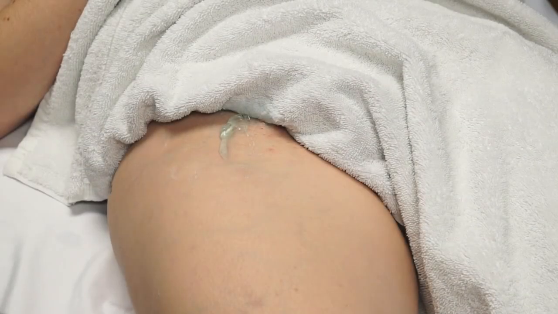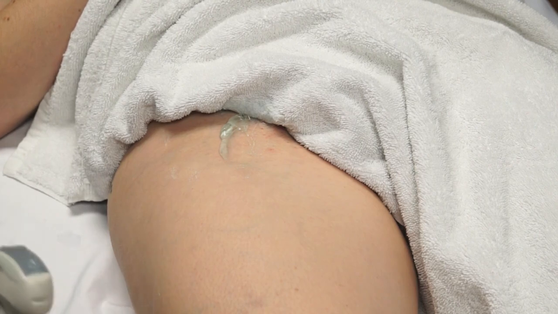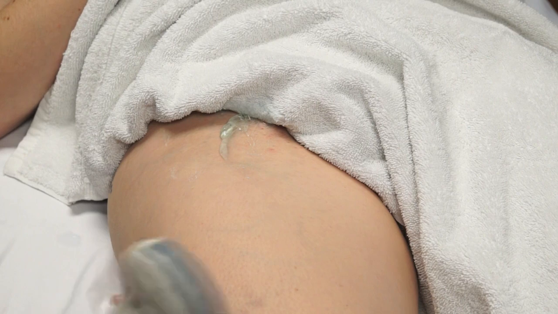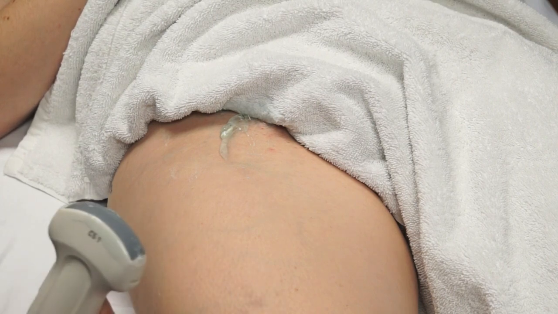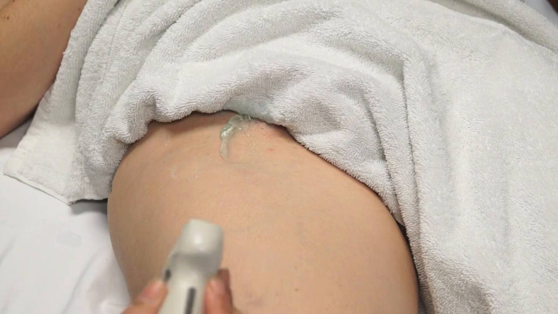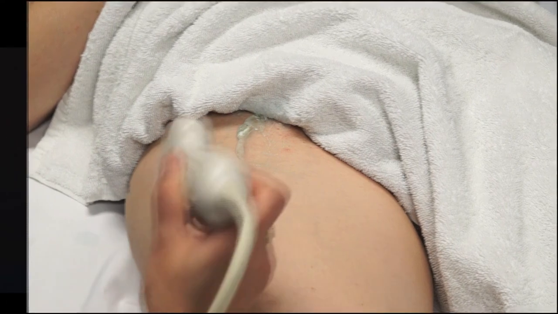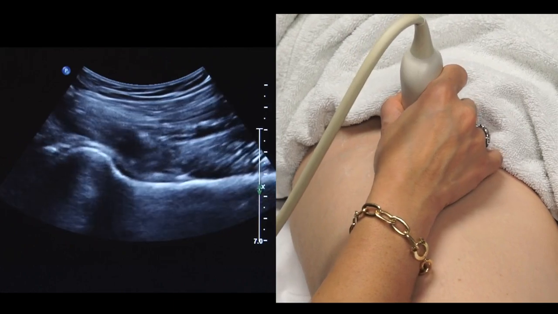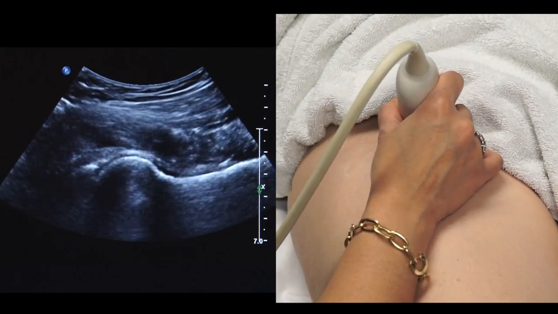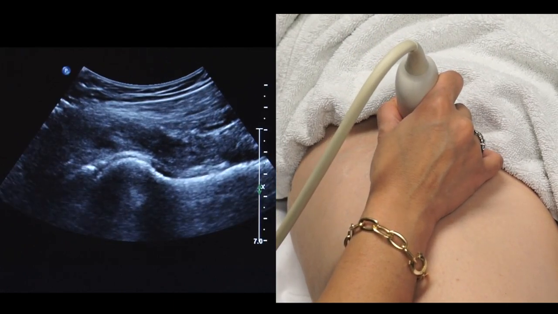Okay, so for the hip, it's a little bit different than the other joints because the hip is deeper in the body. And so, unlike the other joints, you might want to start with a curved transducer. In this case, I've got a curved 5 megahertz. And to start out, you want to be scanning the hip in a sagittal oblique orientation. Okay, adjust your depth.